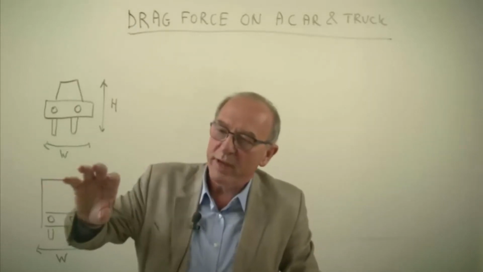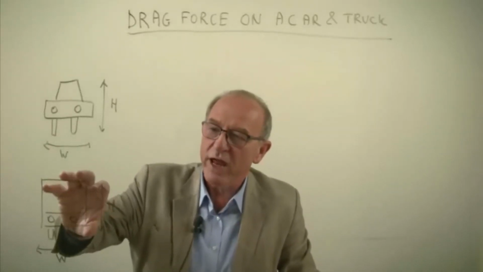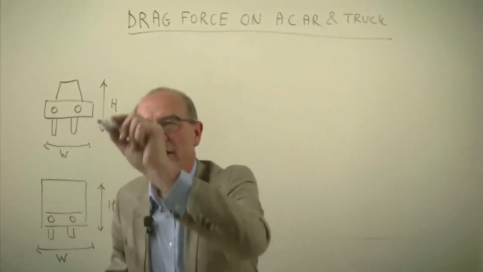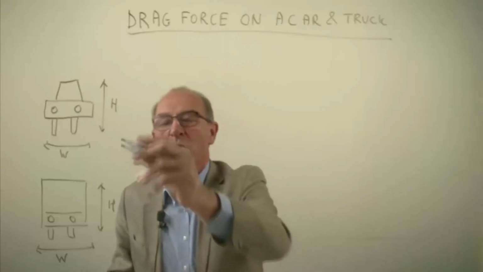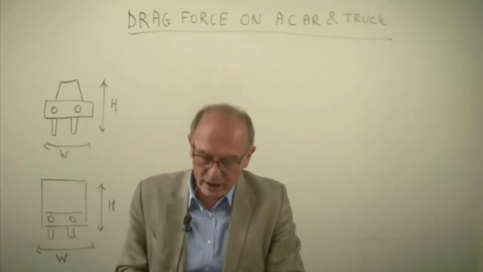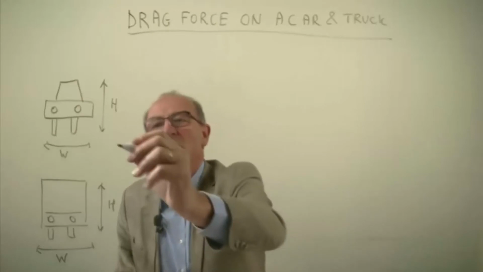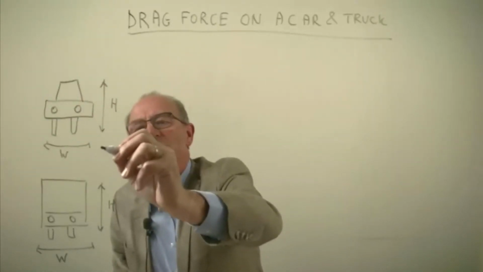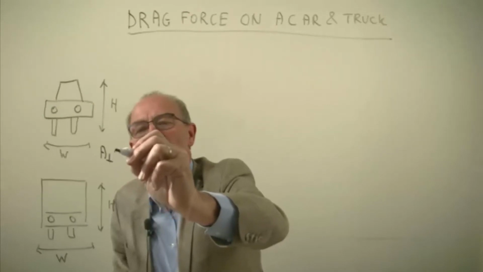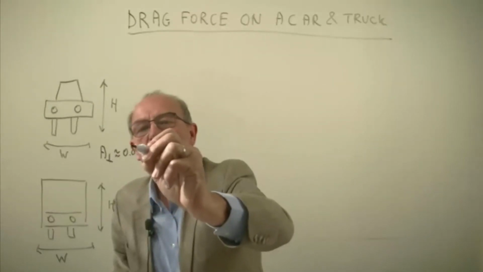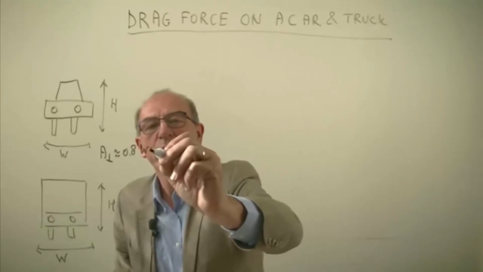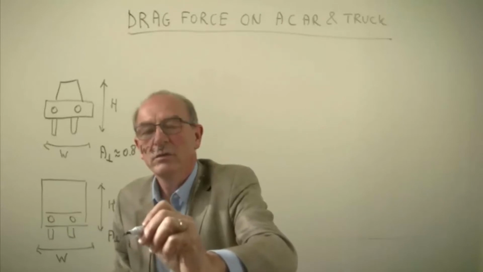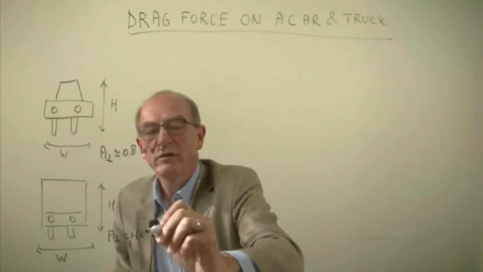The wind is perpendicular to this car, so the drag force is acting in this direction. So in this way, the air is passing the car. Well, to solve this, we have to know what's the surface area acting on this car. Well, tests have shown that this surface area is about 0.8 multiplied by the width multiplied by the height. And for the truck, this is about the height multiplied by the width.